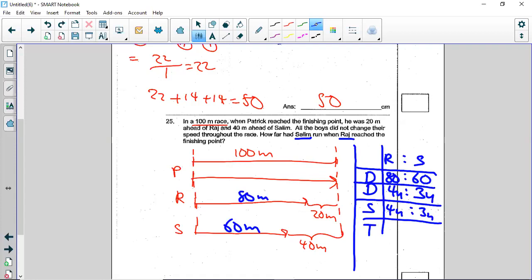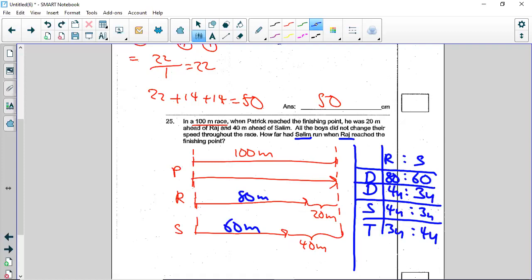Then how do you write the time ratio? Time ratio is opposite, upside down. So Rahim will take 3 units of time to travel, and Salim will take longer, which is 4 units of time. Understand? Very important, the ratio method here.